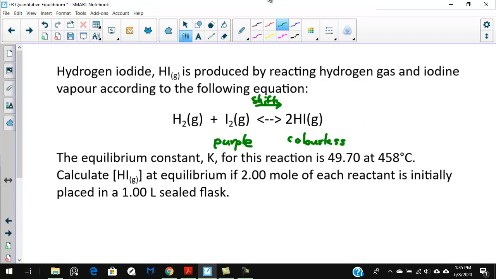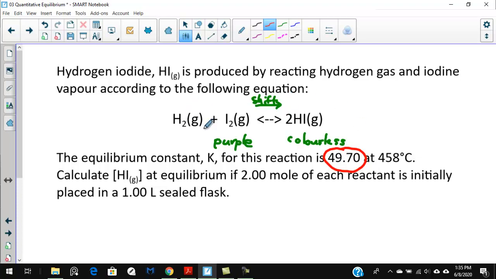But we know that's not going to happen because this is an equilibrium system. If we take a look at the K value here, it's got a fairly large K value. 49.70 is quite large. A large K value means we're going to have mostly products at equilibrium. So this flask should be very lightly colored when it's done because of this almost 50 for an equilibrium constant.